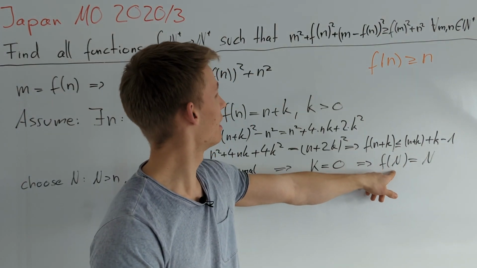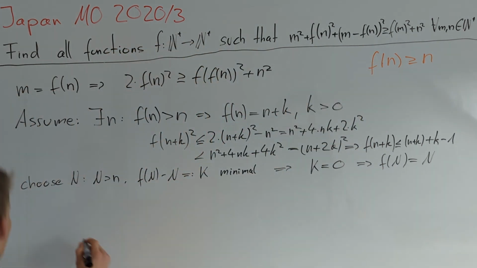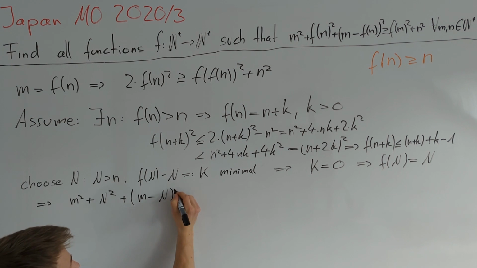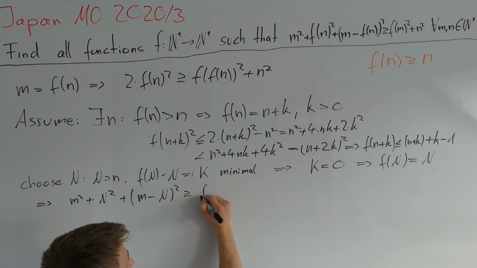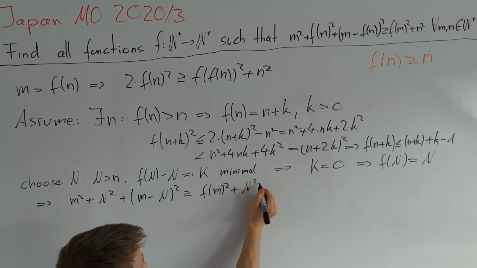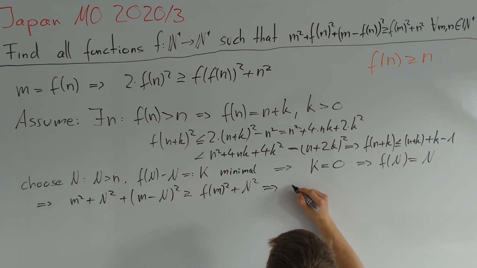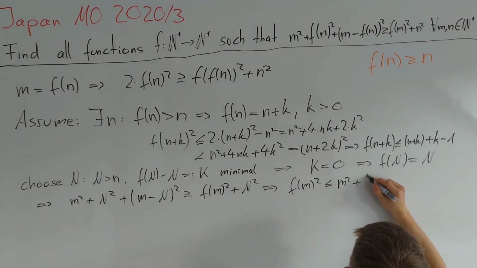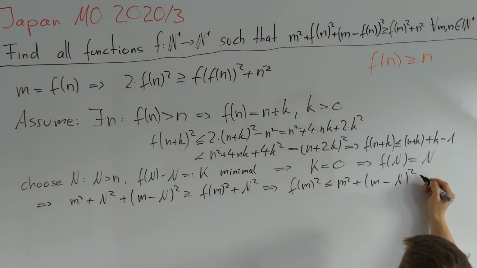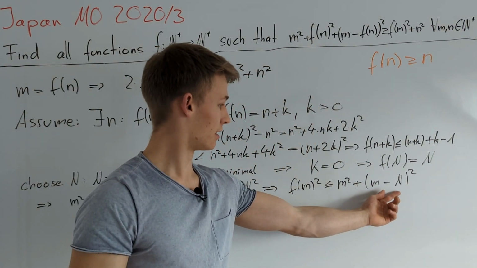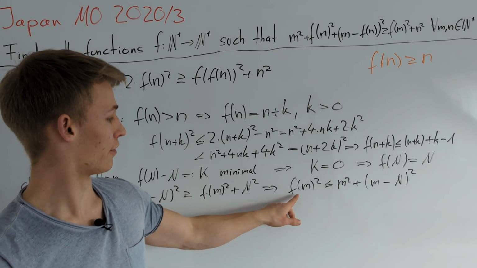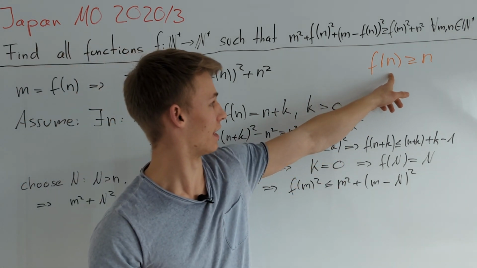Here we can plug in capital N into small n in the original inequality to get that m squared plus capital N squared plus m minus capital N squared is greater than or equal to f of m squared plus capital N squared. Bringing the N squared to the left hand side gives us that f of m squared is less than or equal to m squared plus m minus N all squared. Here we see that if the difference of m and N is small, then the right hand side is nearly m squared, and this would mean that f of m must be equal to m because we have the inequality that f of n is greater than or equal to n.